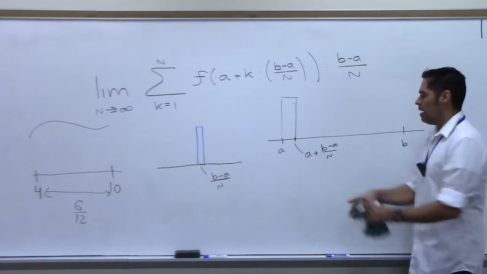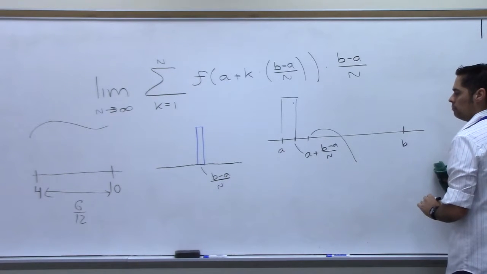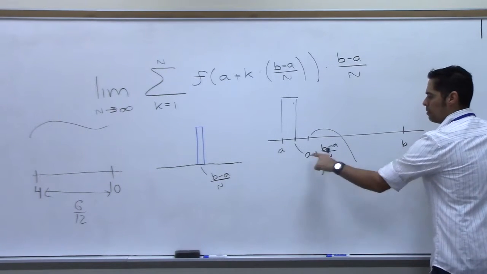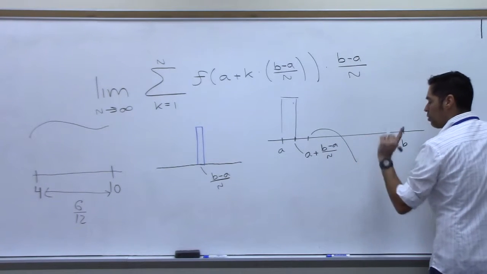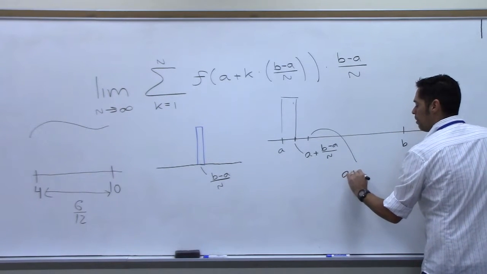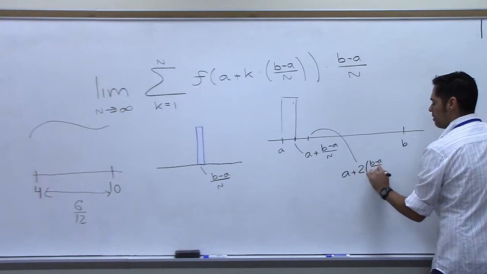Yes? How about the next edge of the next rectangle? What would that be? It would be that plus another one of those, right? Another B minus A over n. So could I write it this way? A plus 2 of the B minus A over n's, right?